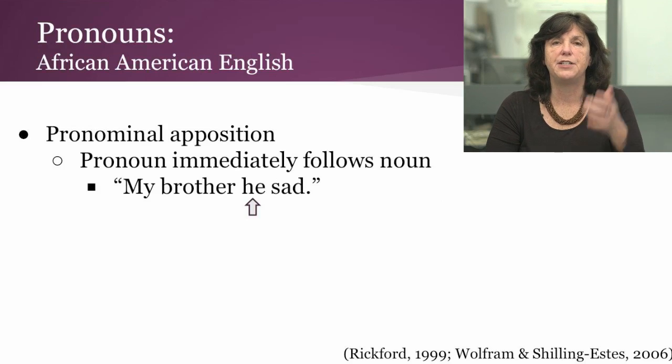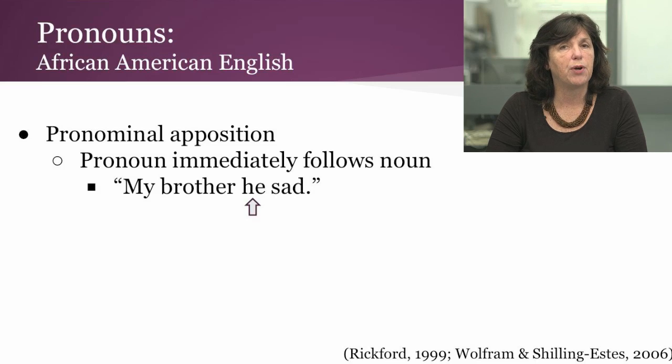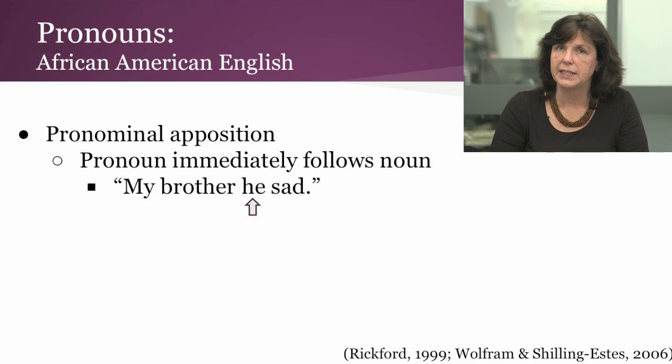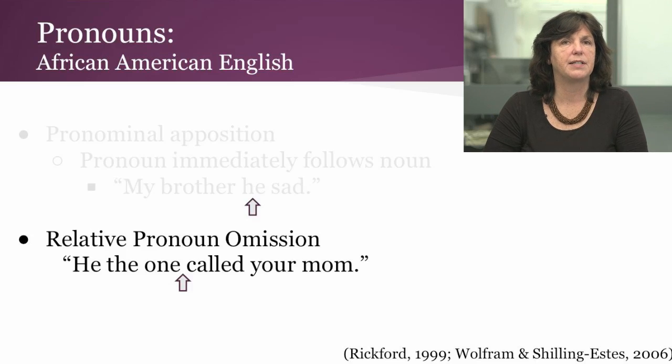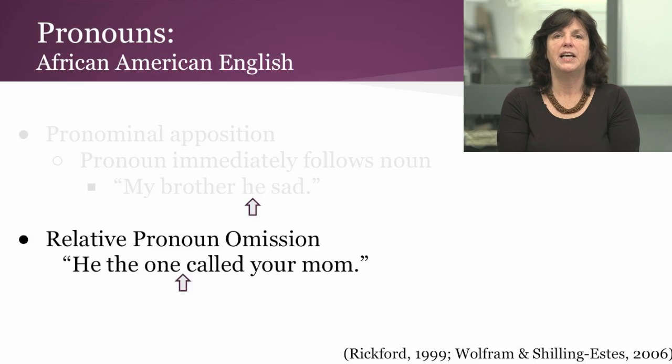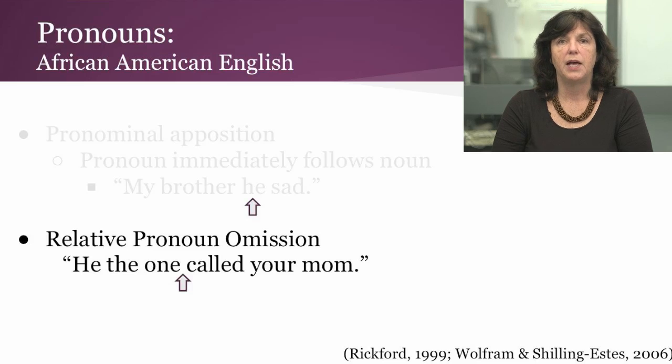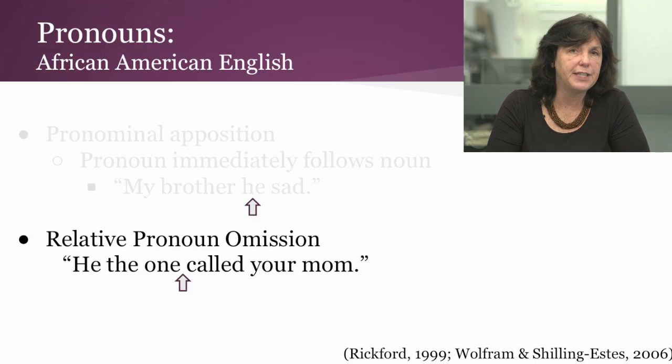A morphosyntactic feature of African American English is pronominal apposition, which is when a pronoun immediately follows the noun it refers to. For example, in the sentence, my brother, he said. There is also omission of relative pronouns, such as in, he the one called your mom. In Standard American English, the relative pronoun would be used, so it would be, he's the one who called your mom. Again, relative pronoun omission is a feature in African American English and is therefore grammatically correct in that dialect.